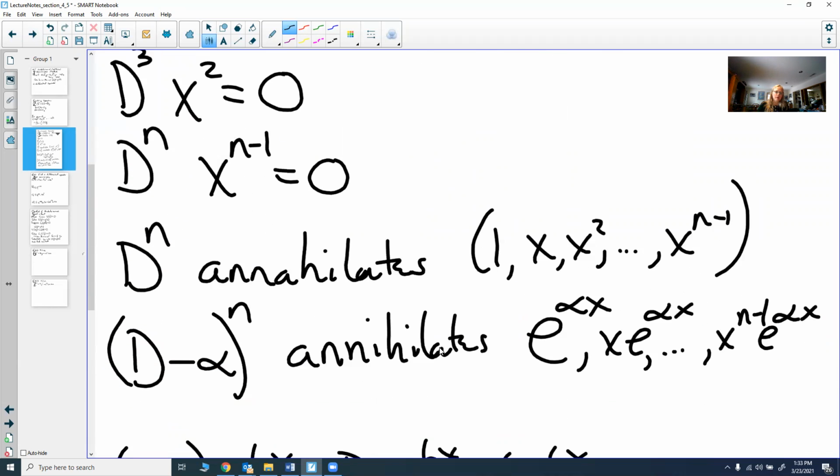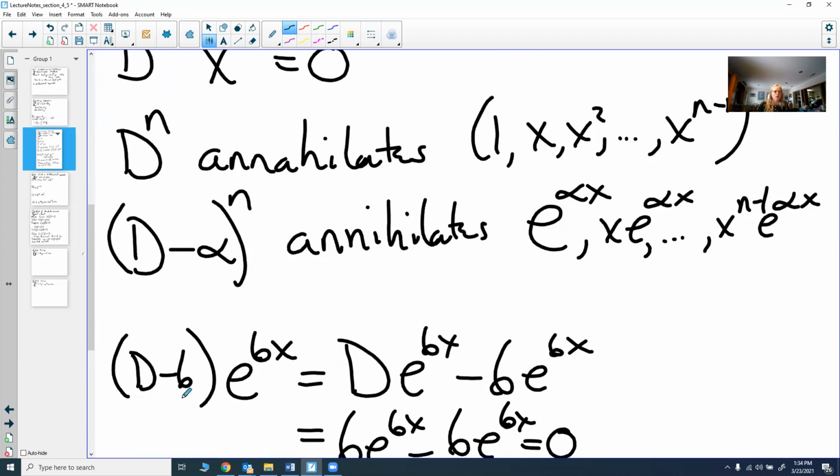There are some other things that can annihilate. e to the alpha x wouldn't be annihilated by D to the n, but (D minus alpha) to the n does in fact annihilate it. If you take the derivative a bunch of times, you would see that this works. It also annihilates x e to the alpha x, all the way up to x to the n minus 1 e to the alpha x. As an example, D minus 6 annihilates e to the 6x, and that is because the derivative of e to the 6x minus 6 times e to the 6x. Think of this as a polynomial in a way. It really isn't, but you can think of it that way.